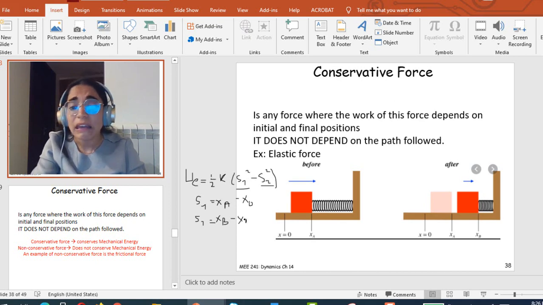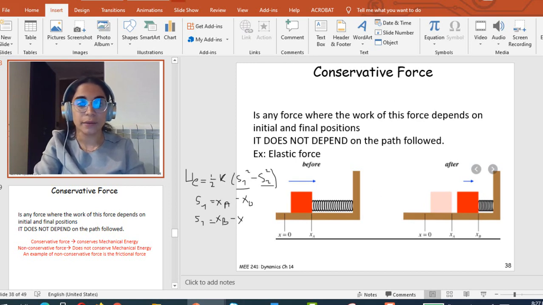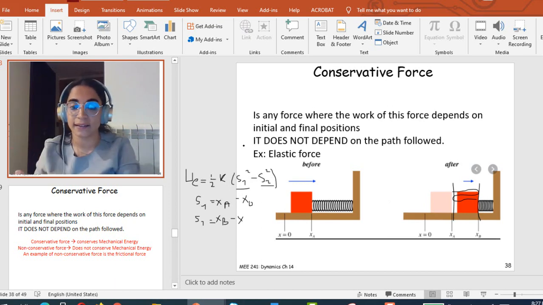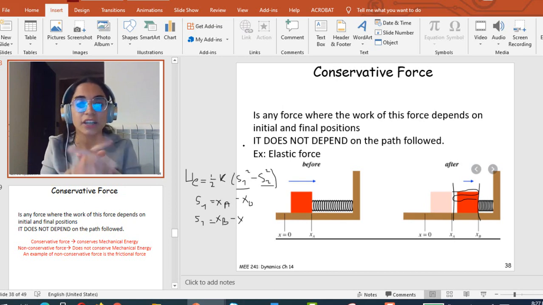Now, what if this body is going to the right, then to the left, then to the right, always between XA and XB? You're going to have, in fact, the same answer because it's always a function of S1 and S2, regardless of the path followed between XA and XB, and this means that the elastic force is also a conservative force.